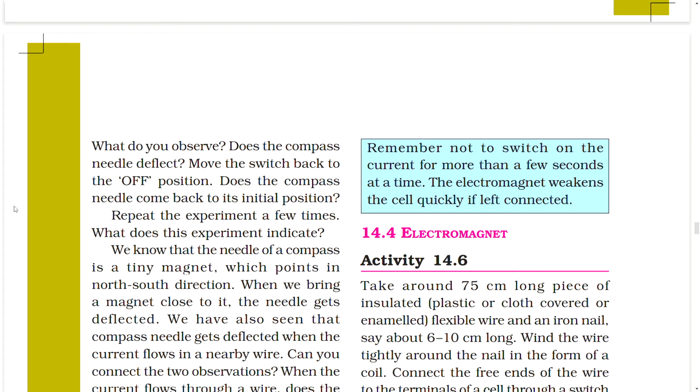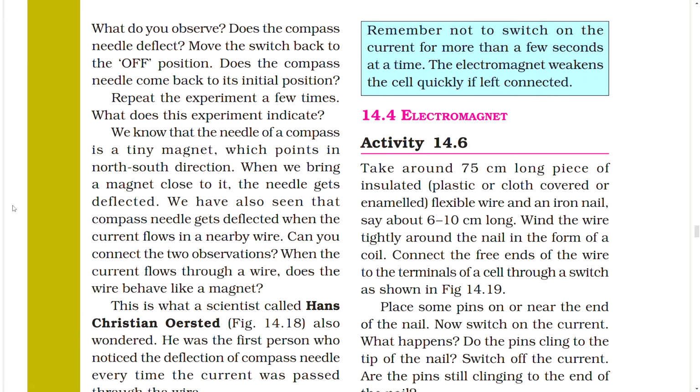We know that the needle of a compass is a tiny magnet which points in the north-south direction. When we bring a magnet close to it, the needle gets deflected. We have also seen that the compass needle gets deflected when current flows in a nearby wire. Can you connect the two observations? When the current flows through a wire, does the wire behave like a magnet?